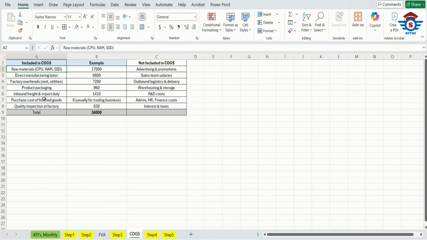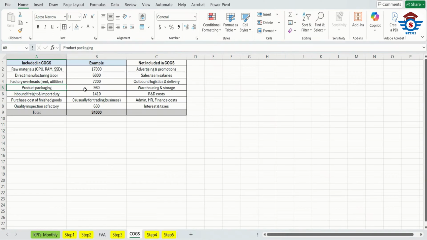The first cost is the raw material cost. That is nothing but whatever we purchased from suppliers, like CPU, RAM, or hard disks. Let's say the cost is $17,000. Then the next cost is direct manufacturing labor, or simply the labor cost, which is around $6,800 in our example. Then factory overhead. Factory overhead is nothing but the rent or depreciation of machines and all the equipment that we are using, and that is considered in factory overheads. So let's assume that $7,200 is the factory overhead.